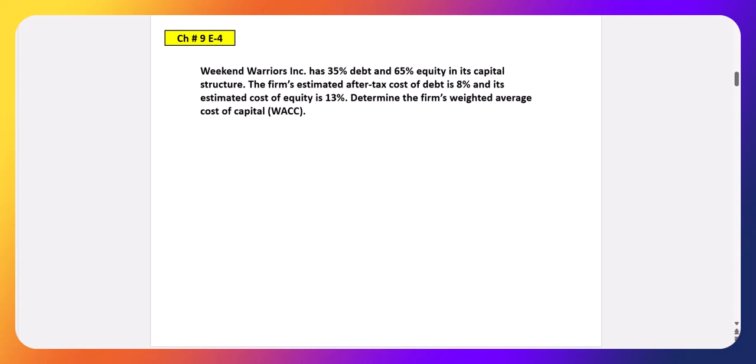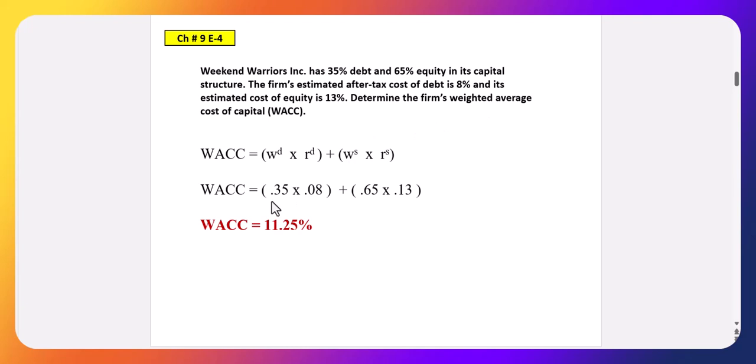Once again, whenever we're calculating the cost of debt, we must take out any taxes. In this case, it's the after-tax cost of debt, so we can leave that alone. If we take a look at the weighted average cost of capital, abbreviated WACC, we see that it equals the weight of debt times the rate of debt plus the weight of stock times the cost of capital of stock. If we plug in the values for the weight, the debt is at 35% and the stock is at 65%. And if we multiply each by the cost, we end up with a total weighted average cost of capital of 11.25%.